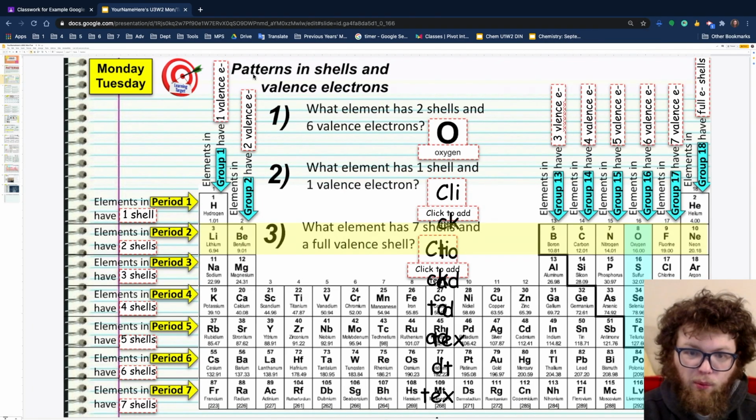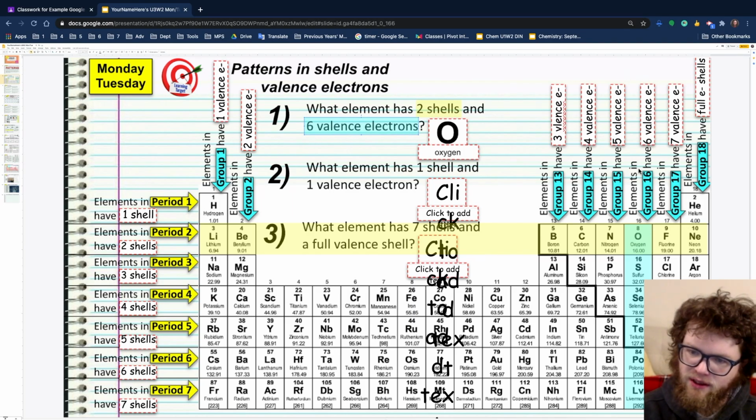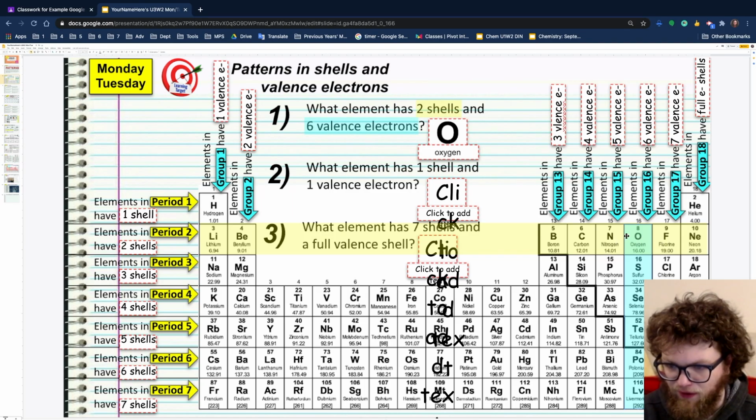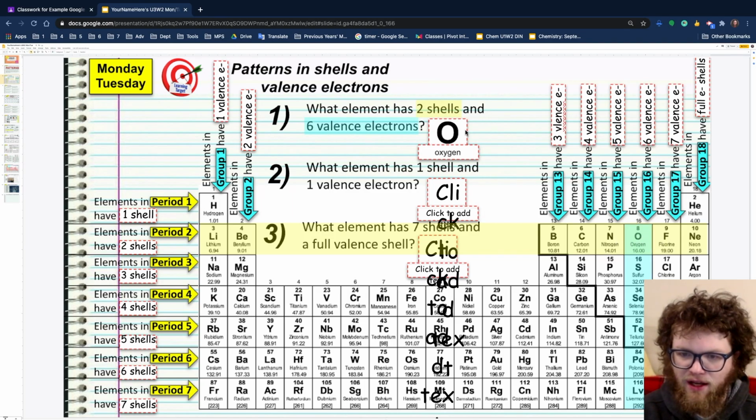Now, this is a review. Patterns in shells and valence electrons. So which element has 2 shells and 6 valence electrons? Well, the ones that have 2 shells are the elements in period 2. That's lithium, beryllium, boron, carbon, nitrogen, oxygen, fluorine, and neon. And the elements that have 6 valence electrons are here in group 16. That's oxygen, sulfur, selenium, tellurium, polonium, and livermorium. So the one that has both 2 shells and 6 valence electrons is the one that's highlighted in yellow and blue, giving it a slightly greenish tint, and that is oxygen.